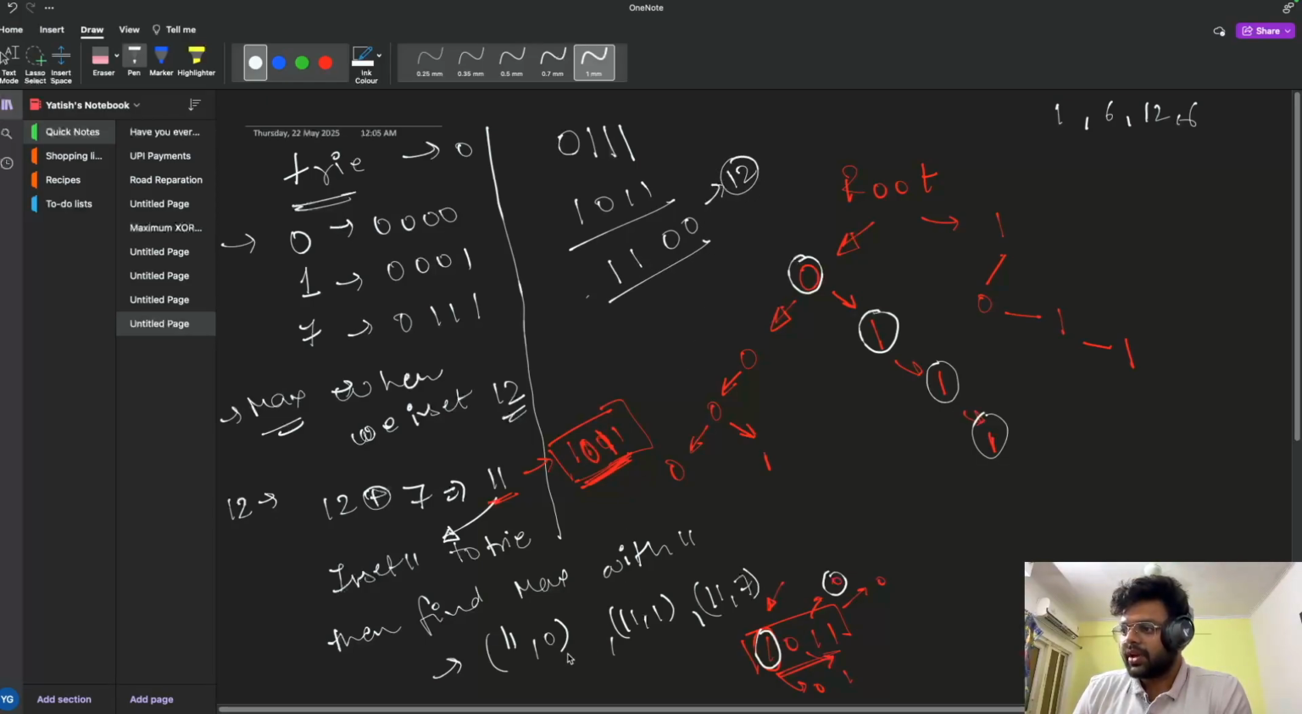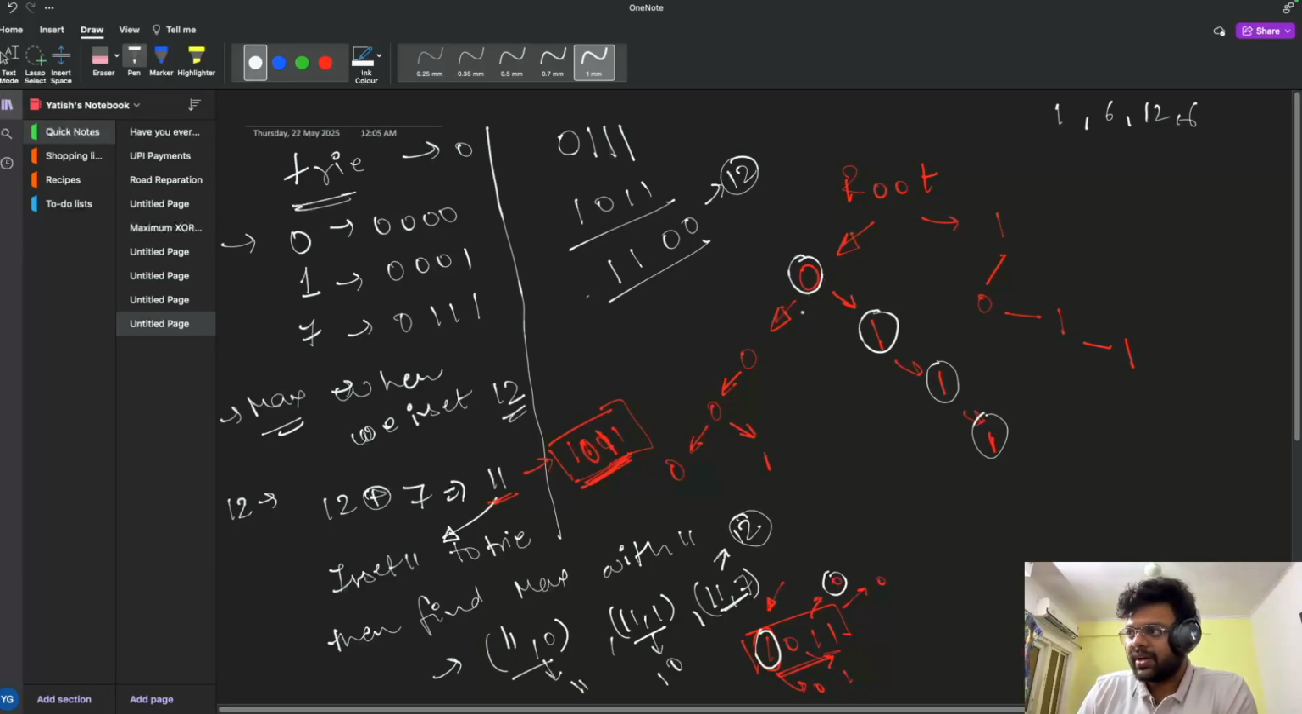So you can check with this also. The maximum XOR that we would get by XORing with these three elements would be 12 only. Let's check it once. With 11 XOR 0 we got 11. With this we got 10 and with this we got 12. So our max is 12 only.